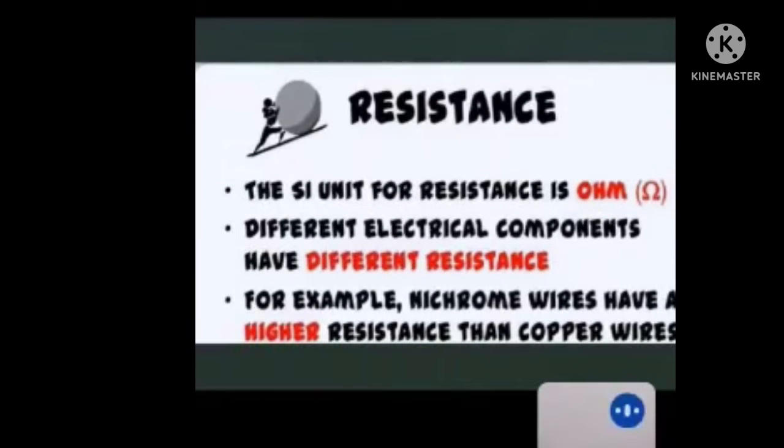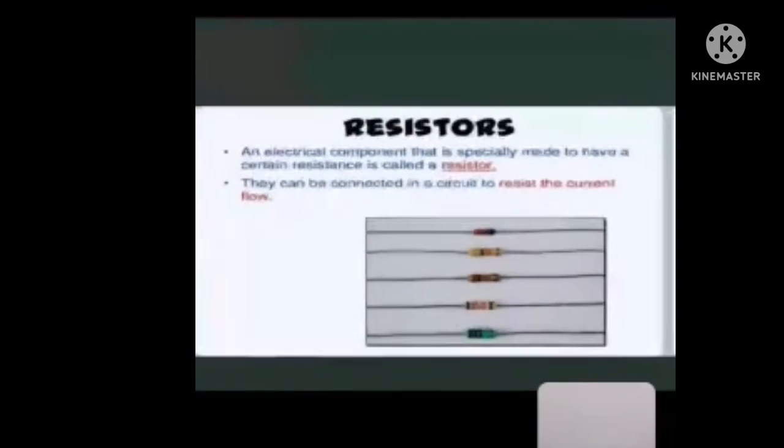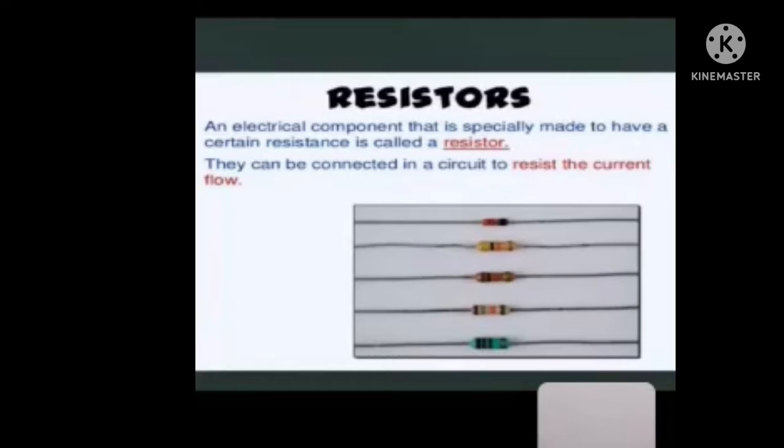The SI unit for resistance is the ohm. Different electrical components have different resistance. For example, nichrome wires have a higher resistance than copper wires. Resistors. An electrical component that is specially made to have a certain resistance is called a resistor. They can be connected in a circuit to resist the current flow.